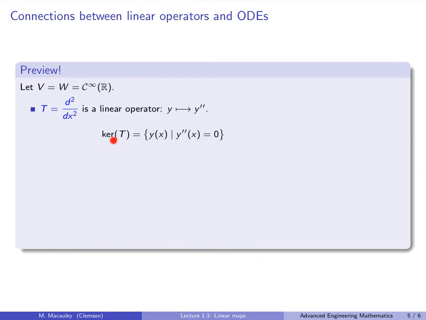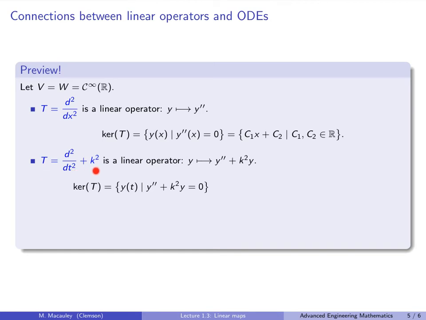Well, the kernel of T is, by definition, the set of all real-valued functions, y of x, whose second derivative is equal to 0. Now, what functions have their second derivative equal to 0? Functions that look like this, c1 x plus c2. So these are polynomials of degree at most 1. So c1 and c2 can be any real number. Okay, maybe you don't see the connection just yet. So let's do another example.